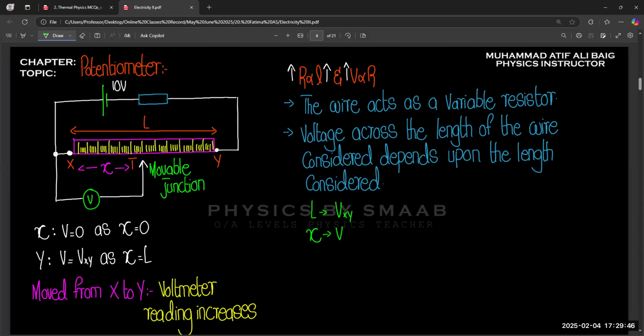Just like we mentioned, at point X initially, voltage is zero. So it means the lamp remains turned off. But if we move this junction to point Y and we are getting maximum voltage between X and Y, it will give you the maximum brightness of the lamp also.